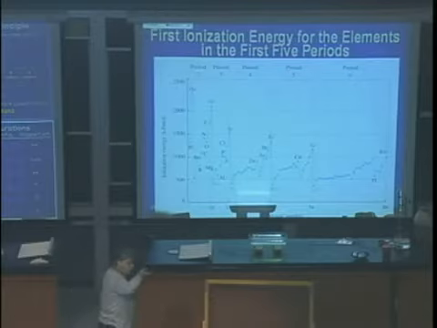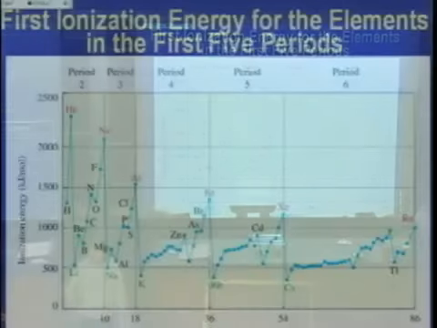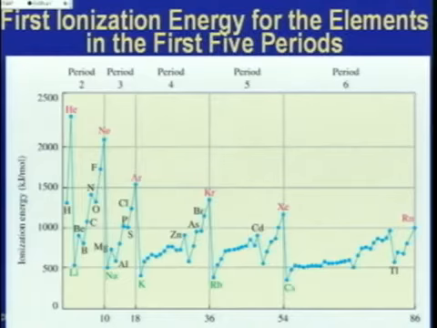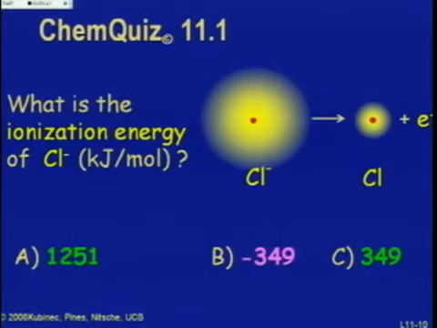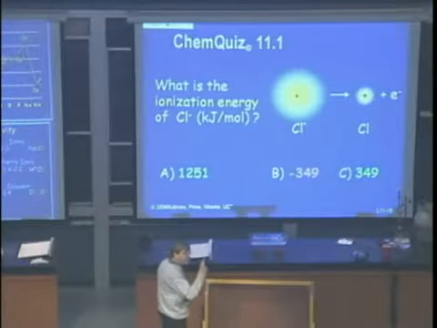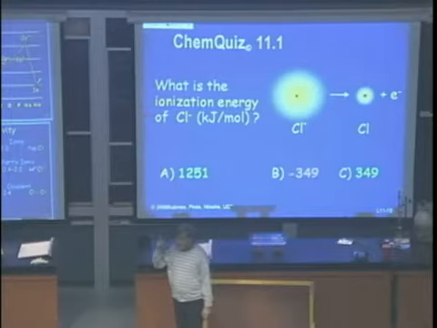So you could now predict first ionization energies from what I told you, just from understanding the build-up system and the shielding of the nuclear charge by the electrons in the orbitals. This is called effective charge. Let me ask you a question. What is the ionization energy of Cl- in kilojoules per mole? I want to ionize Cl-, okay?